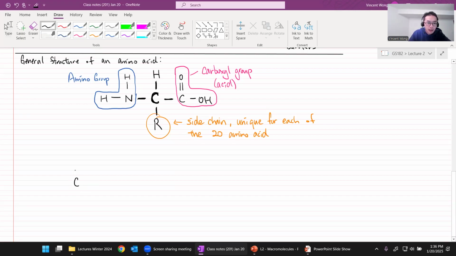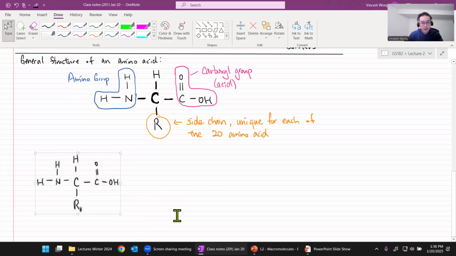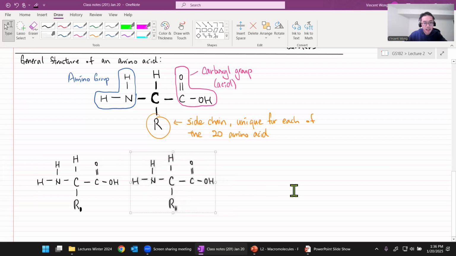So here we go. We're going to have one amino acid right here, and then it's going to have a side chain. Depending on which of the 20 amino acids we're talking about, the side chain would look different. So I'm just going to put R1 here for side chain number one. And thanks to the magic of copy and paste, we're going to have another one right here, but this time we're going to have R2, side chain number two.